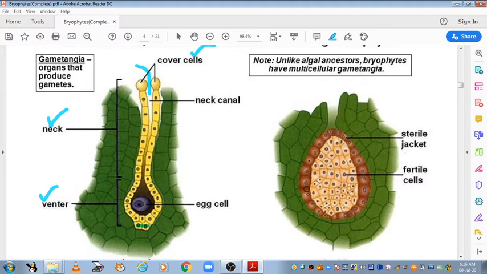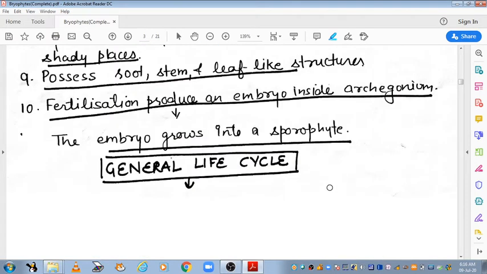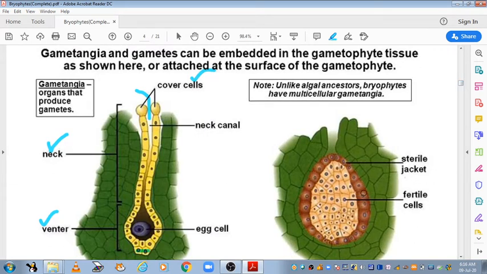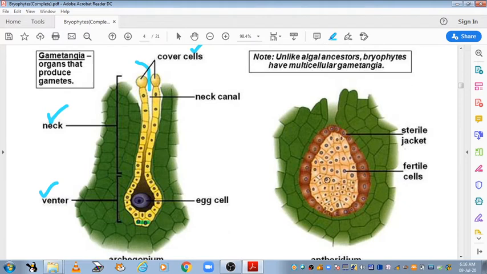This structure is known as antheridium. This brown color layer of cells is known as jacket layer, that is sterile jacket. Sterile means it does not form gametes. Now, these yellowish cells that are fertile cells will form male gametes or antherozoids in bryophytes. So these are the two sex organs of bryophytes or gametangia that produce gametes.